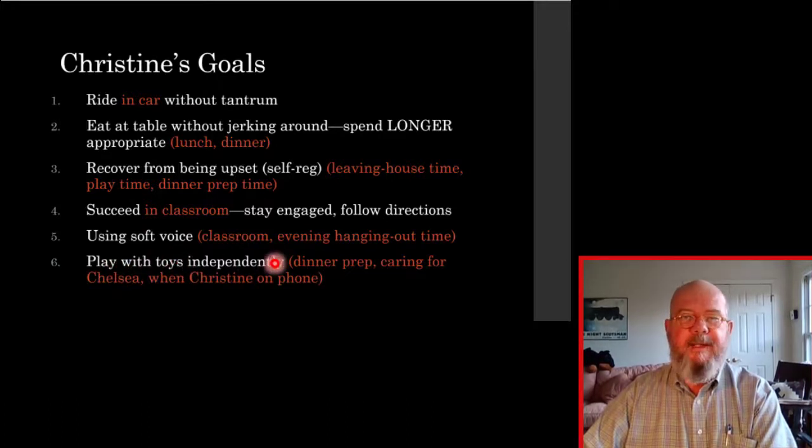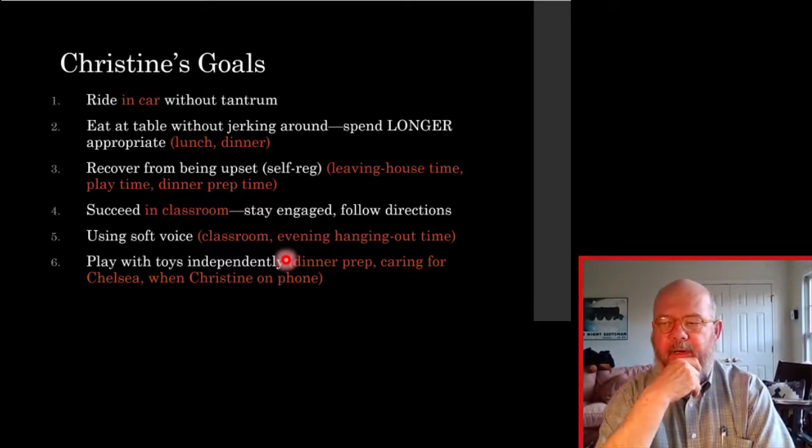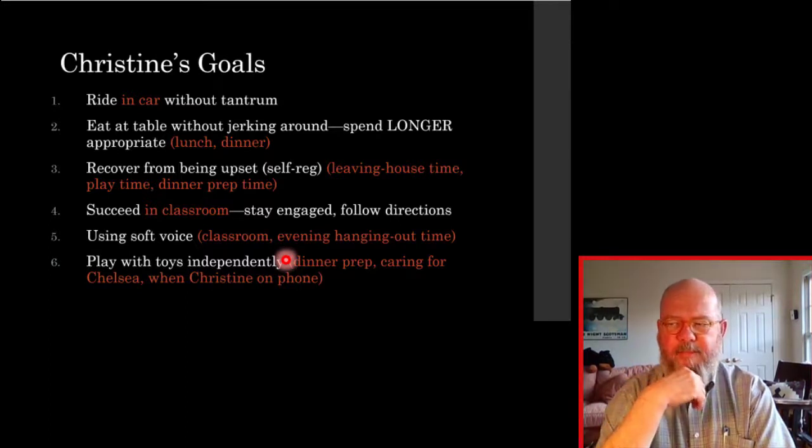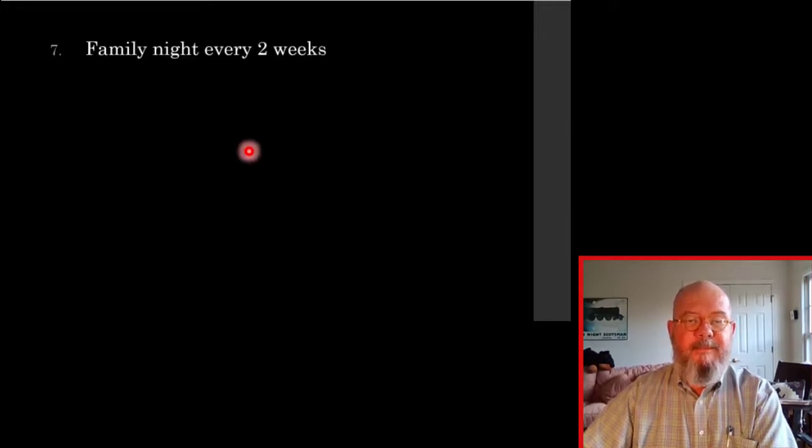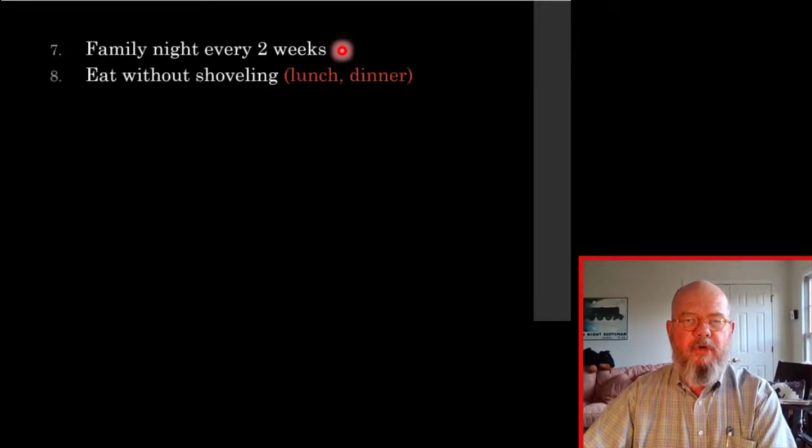Playing with toys independently, that would probably be measured either by engagement, that would be the amount of time the child plays with toys independently, or the number of toys that the child plays with. But what was probably relevant was duration. And I know that because dinner prep is in there, and that's usually an issue. At dinner preparation time, the parent usually wants the child to be able to play longer by him or herself. Family night every 2 weeks, that's a family level goal.